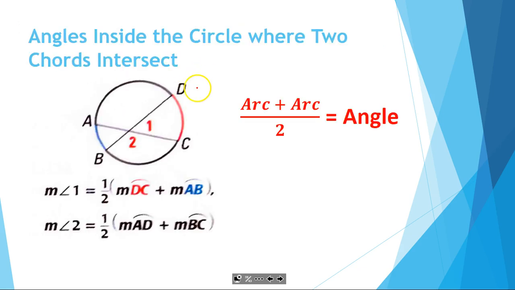All right, next property. Angles inside the circle where 2 chords intersect. So we have this chord DC and this chord AB. If we add those arcs together and we divide by 2, we get either one of those angles. And it could be either one of them because they're vertical angles and vertical angles are congruent. Or we could do BC plus AD and divide that by 2, and that means you could get either one of those again because they're vertical angles. So let's see if you can find the problem that looks like this one on your question set.